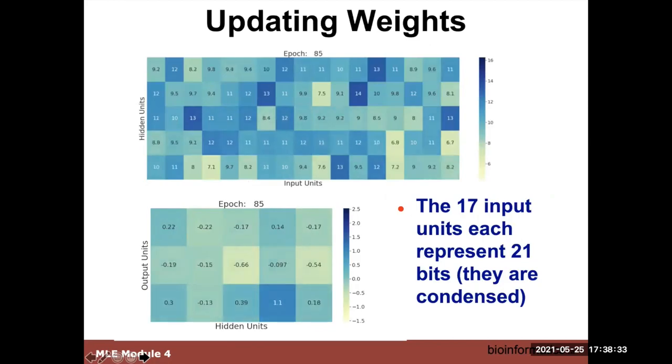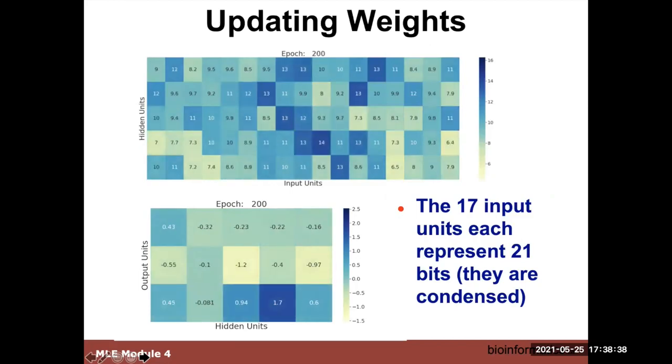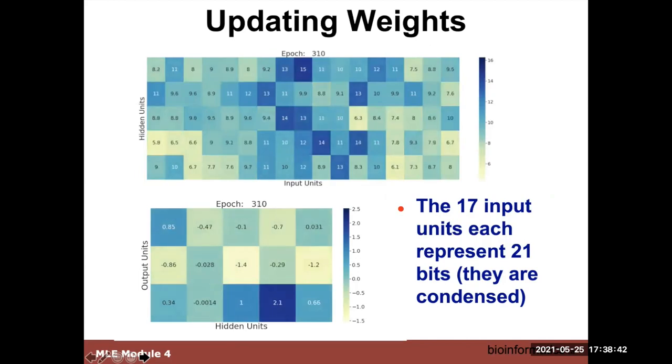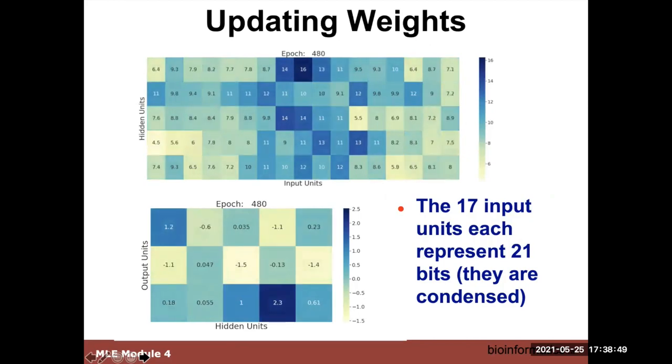So this is a little different. This is an animation of what's happening with the different input layers. So the 17 input layers we're seeing across the graph is the 17, and they're sort of concatenated or condensed so that instead of seeing 357, we're only seeing 17 units. You can see their weighting or the numbers that are sort of the average over these things.